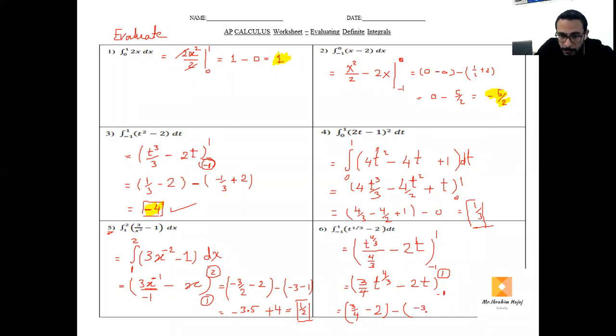Mr., we can remove it all and put 2 first, because the lower one is 1, and minus with minus becomes plus, so it's the same. The first bracket will be the same as the second. No, not the same, plus 2 here. Okay. So we have 3 over 4 minus 3 over 4, 0, and negative 2 plus 2, it's what? 0. So your answer is 0.